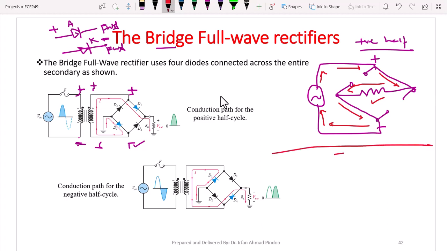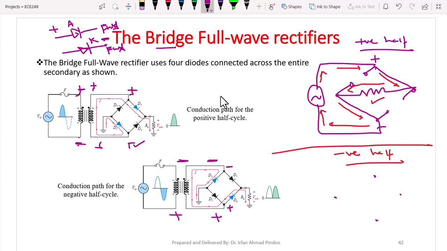Now the question is what will happen in the negative half cycle. If we see the negative half cycle, this will be minus, this will be plus. Accordingly this will be minus and this will be plus because of the mutual induction. Now we have to again check the status of all the diodes as per this minus and plus. So let us draw these 4 points.